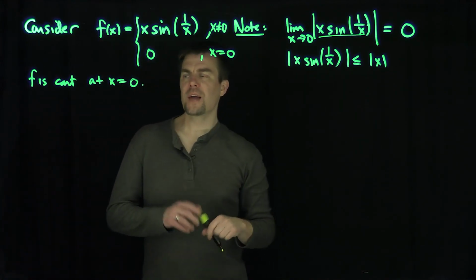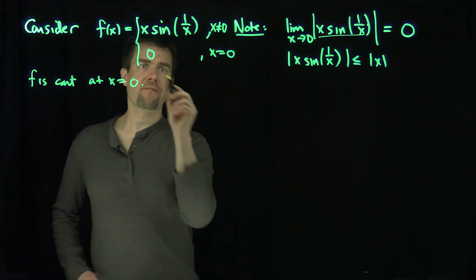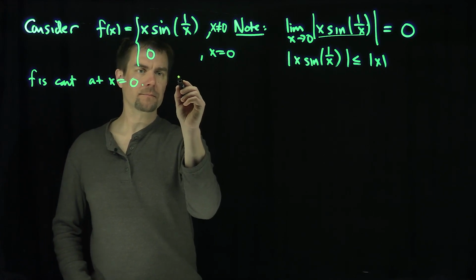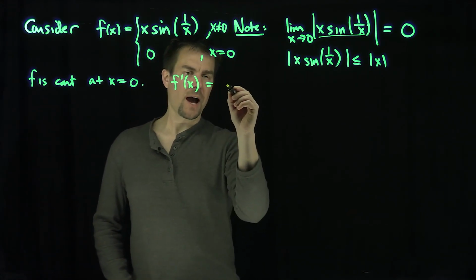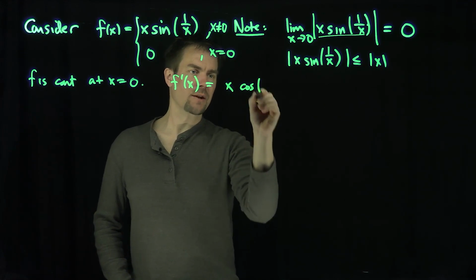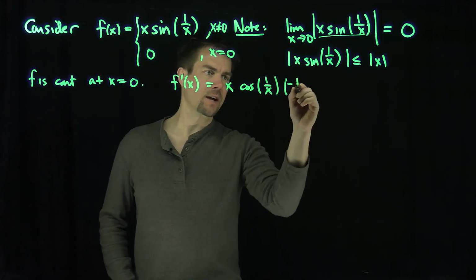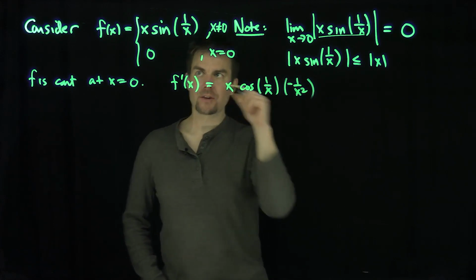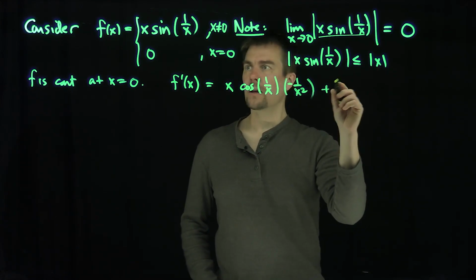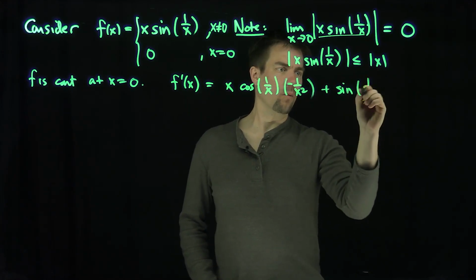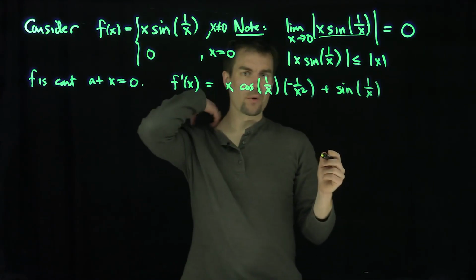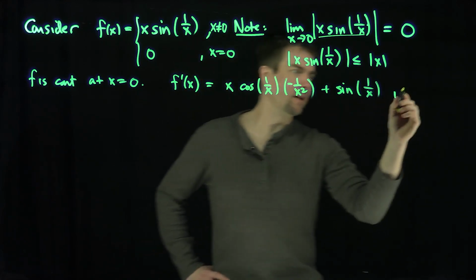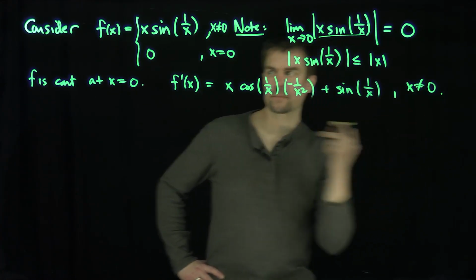All right? But now let's look at the derivative of this function. So what's f prime going to be? f prime of x for x not equal to 0 is going to be x times the cosine of 1 over x times negative 1 over x squared, and then just plus sine of 1 over x, okay? And so all total what we have here is this derivative. This is of course valid when x is not equal to 0.